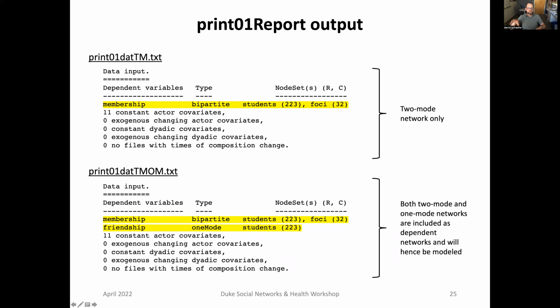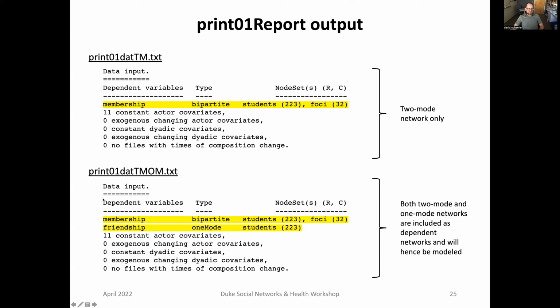Bipartite simply means you have two sets of actors or two sets of nodes, and all of the ties are between the sets, none within the sets, which could be a two-mode network, or you might have a one-mode network. But that's the structure. And we name those students, and there are 223 of them, and we name the others foci, and there's 32 of them. You'll see that in the script.